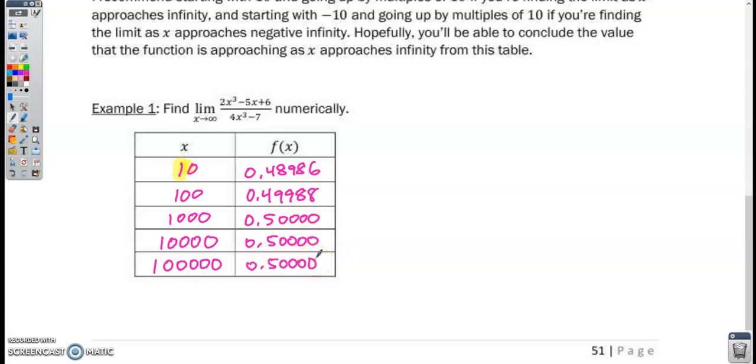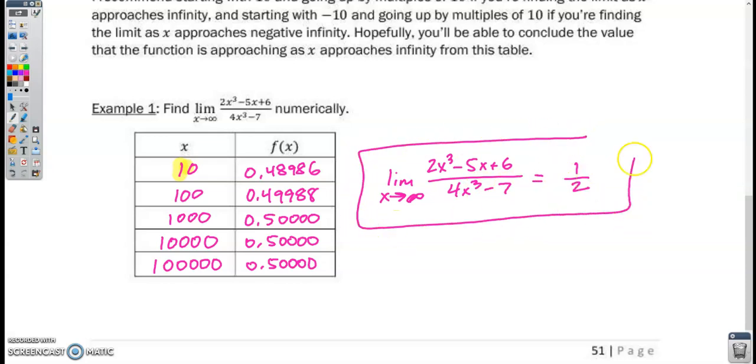If I round them to 5 decimal places, we're going to say here that the limit as x approaches infinity of 2x cubed minus 5x plus 6 over 4x cubed minus 7 is going to be 1/2, or 0.5. A lot of times when we're finding these limits as x goes to infinity numerically, using the table on our calculator, it's pretty obvious what value we're approaching. Let's go over to the next page, and we'll look at example 2.